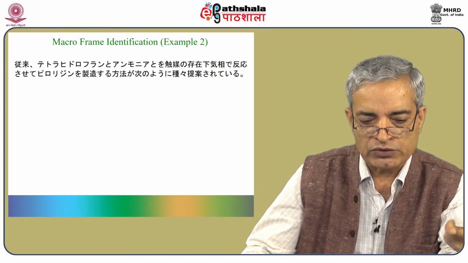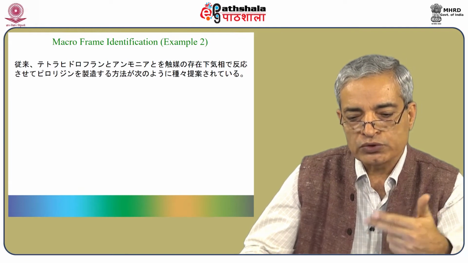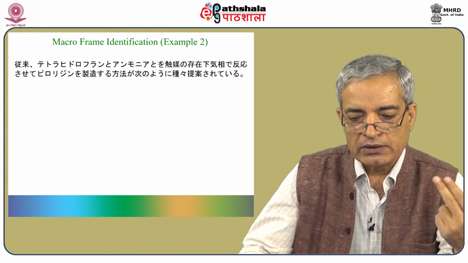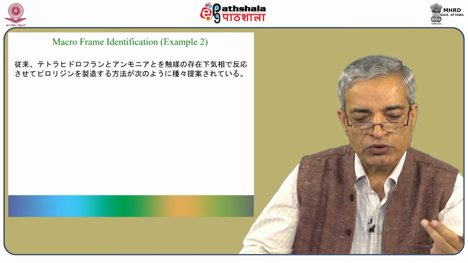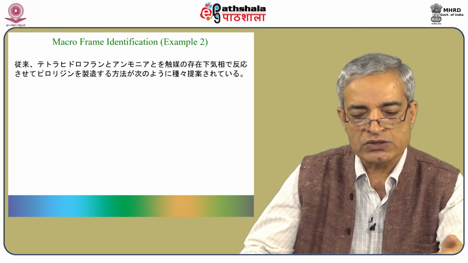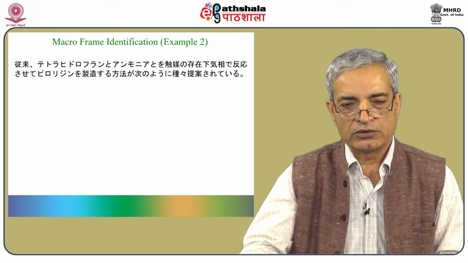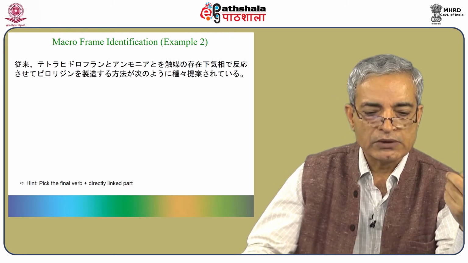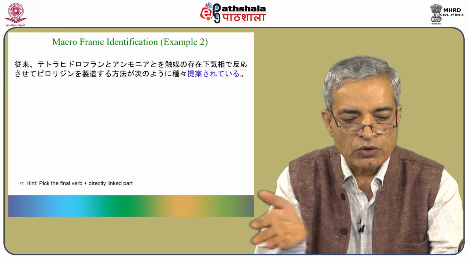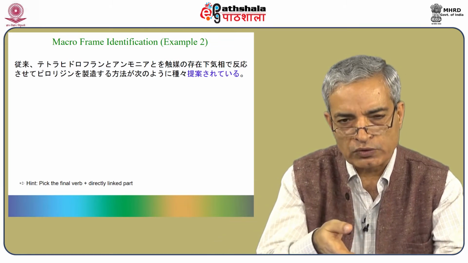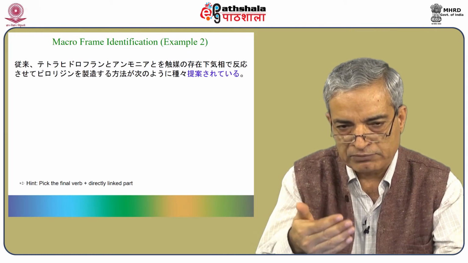So it's A only. So: Jurai A o shokubai no sonzai ka kisode hanno sasete, Pirorigin, difficult, so change it to B. Sasete, B o seizo suru hoho ga tsugi no yoni shushu teian sareteru. Immediately you get, oh, teian sareteru. What is being proposed? A method is proposed as follows. Which method? The method of manufacturing. We did this 5W1H in the previous module.